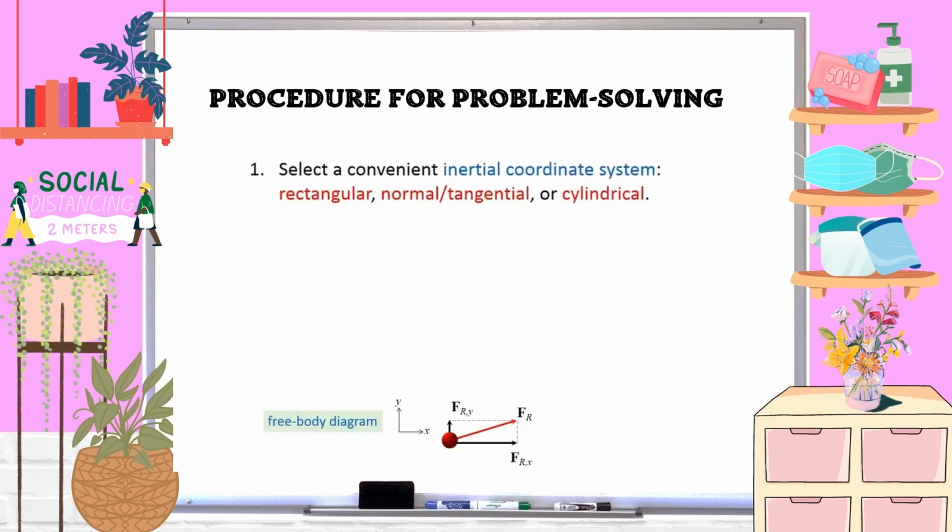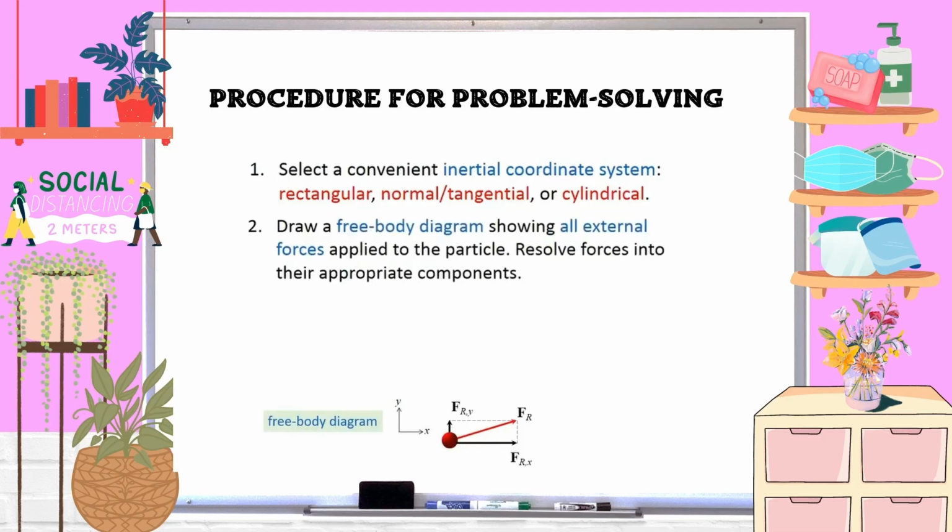First step, select a convenient inertial coordinate system, whether we will use rectangular, normal-tangential, or cylindrical coordinates. Upon identifying it, we will create the free body diagram showing all the forces as shown in the figure below. But sometimes, instead of applying step 1 first, we apply step 2 before applying step 1. You will see that in some of our examples later.